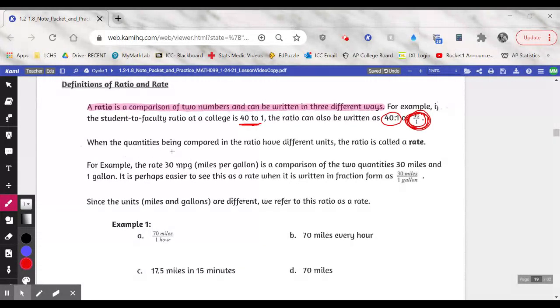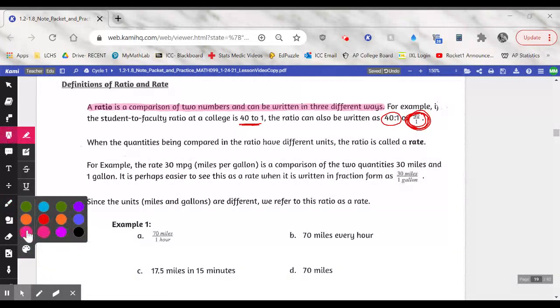So when quantities being compared in the ratio have different units, we call this a rate. So if we have different units in the numerator and the denominator, it's going to be called a rate. So as an example, the rate 30 miles per gallon is a comparison of two quantities, 30 miles and 1 gallon. It is perhaps easier to see this as a rate when we write it as a fraction, so 30 miles over every 1 gallon, or 30 miles for every 1 gallon.